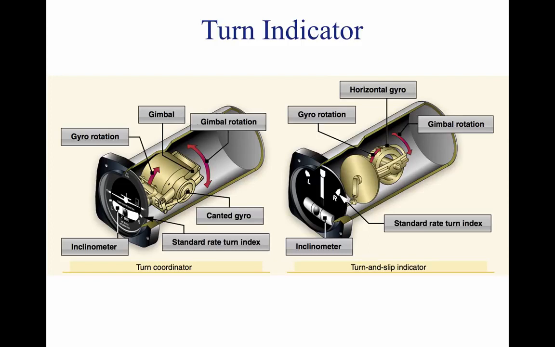The gimbal in the turn coordinator is canted. Therefore, its gyro can sense both rate of roll and rate of turn. When rolling into or out of a turn, the miniature aircraft banks in the direction the aircraft is rolled. A rapid roll rate causes the miniature aircraft to bank more steeply than a slow roll rate.